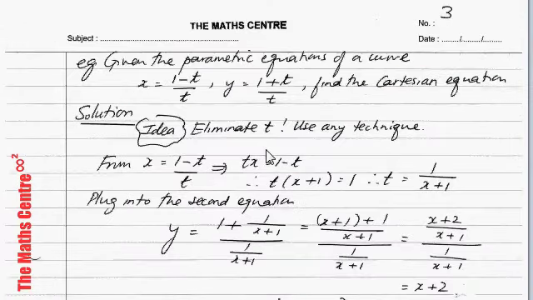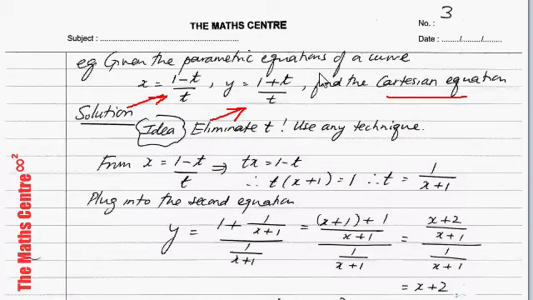Our next example, we are given the parametric equations of a curve x equals (1 minus t) over t and y equals (1 plus t) over t. Again, x equals (1 minus t) over t and y equals (1 plus t) over t. We are asked to find the Cartesian equation.